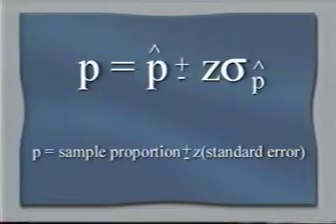So, we take the data that we have, the information we've computed, and we get our confidence interval on p. And we say that p is equal to p hat plus or minus z sigma p hat. That is the sample proportion plus or minus our z-value times the standard error. Okay, so now we have our interval.